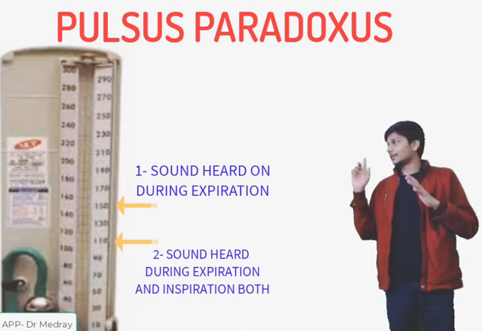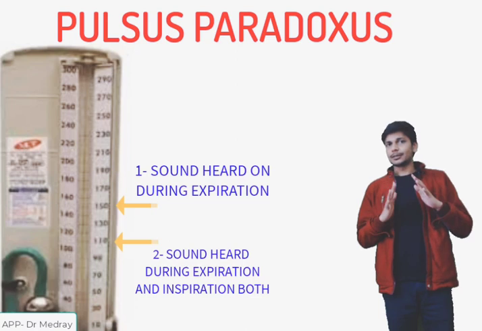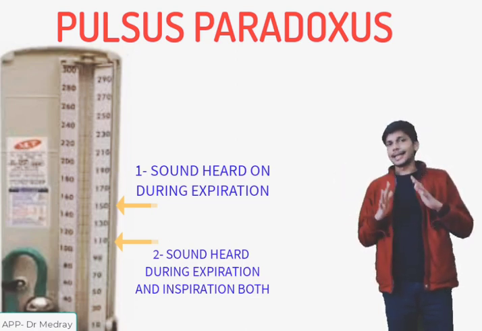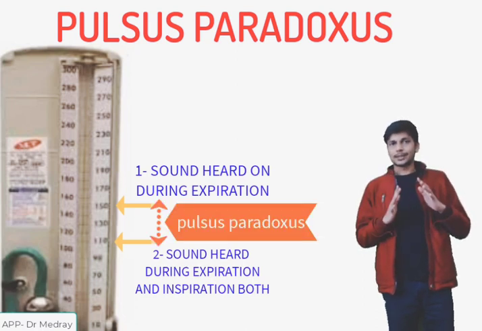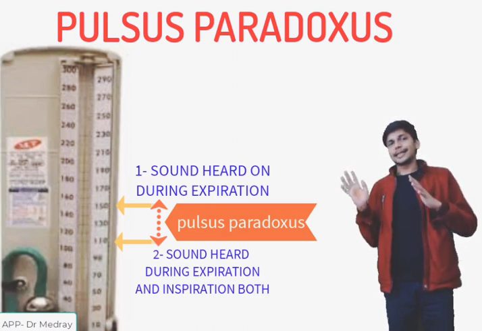The difference between the first point where the Korotkoff sound was heard during expiration only and the second point where the Korotkoff sound is heard during expiration and inspiration both is defined as pulsus paradoxus. And if this difference is more than 10 mm of mercury, it is said that the patient has pulsus paradoxus, which occurs in a condition that is cardiac tamponade.